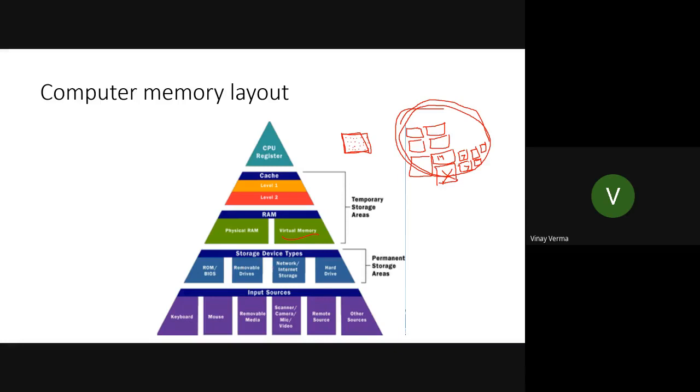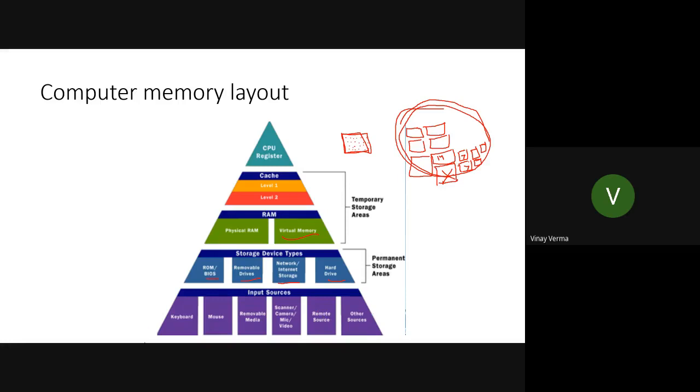Okay. Then storage devices. ROM is used for BIOS storing, the blue screen that you observe while the operating system is loading. Then removable drives, these are the drives that you attach. Then internet storage, these are the server storage or some cloud storage that you use. Then finally the hard disk drive. So these are the four types of storage devices. Then input sources. These are keyboard, mouse, removable media, scanner, camera, mic, remote sources and other sources.